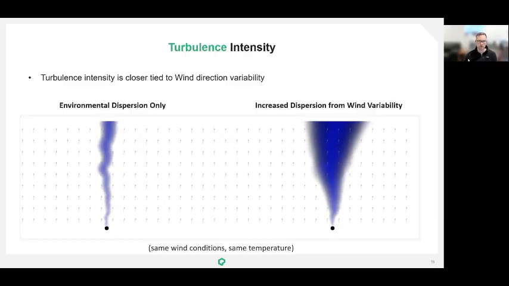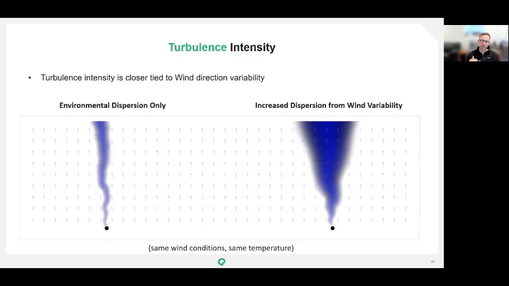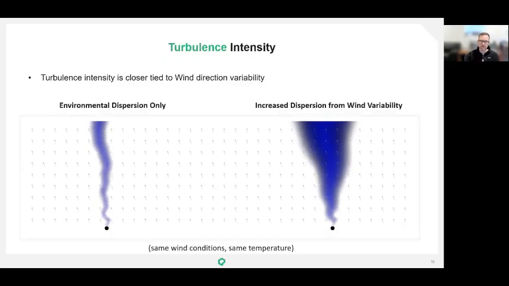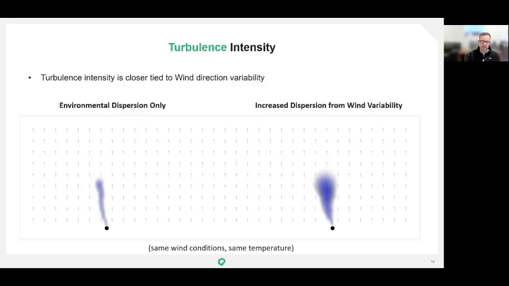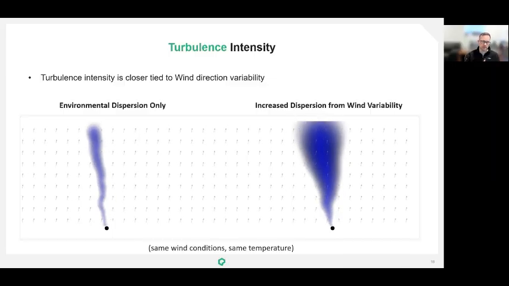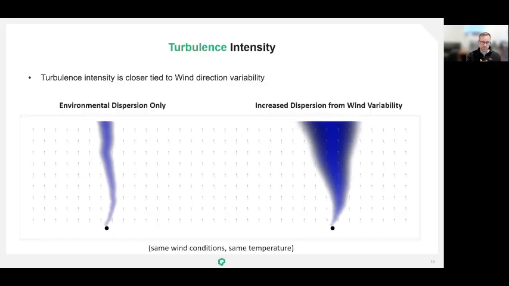And so with traditional plume models, if you're just using environmental factors to estimate a textbook turbulence intensity using averaged values, you're often missing what's happening from moment to moment. So this animation shows why.